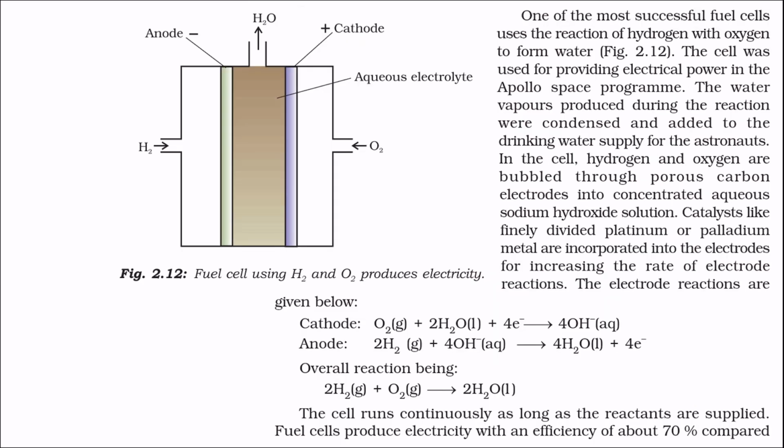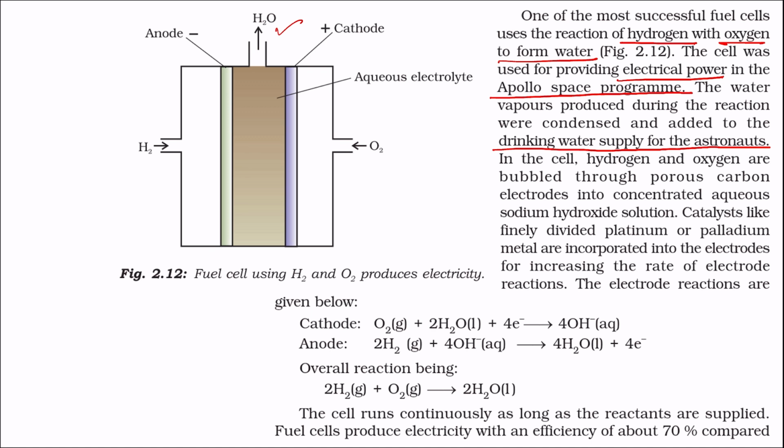One of the most successful fuel cells uses the reaction of hydrogen with oxygen to form water. Here hydrogen is acting as the fuel. Combustion of hydrogen in oxygen to produce water is used to produce electricity. The cell was used for providing electrical power in the Apollo space program. Water vapor produced during the reaction was condensed and added to the drinking water supply for the astronauts.